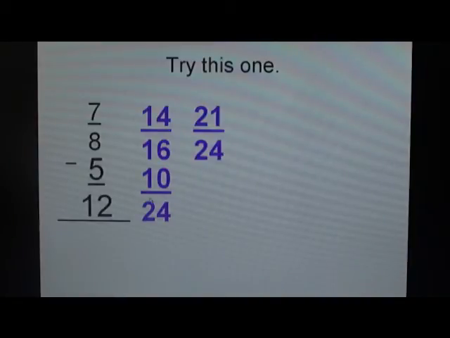This has become that. Same deal. We haven't lost anything, we've just changed the fractional pieces. And we're subtracting, so 21 subtract 10 equals 11. And of course we know the name of it. It's 24ths.